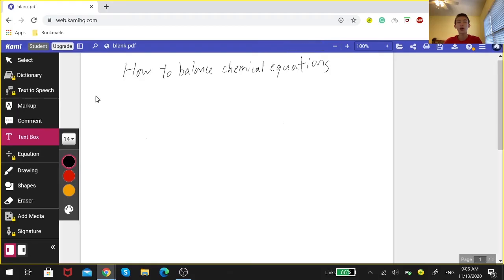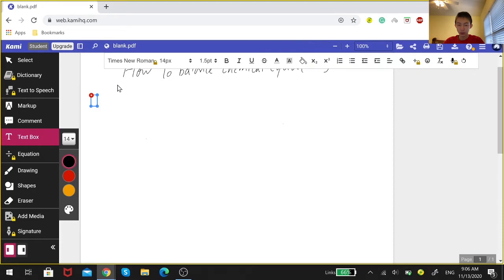Hi, today I'll show you how to balance a chemical equation. In order to do that, you first need to know what the law of constant ratio of mass is. And that is basically that mass can't be created or destroyed. It can only be rearranged.